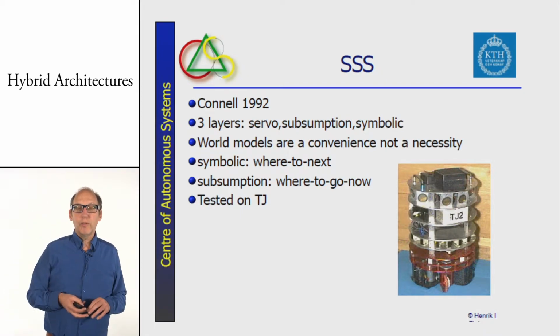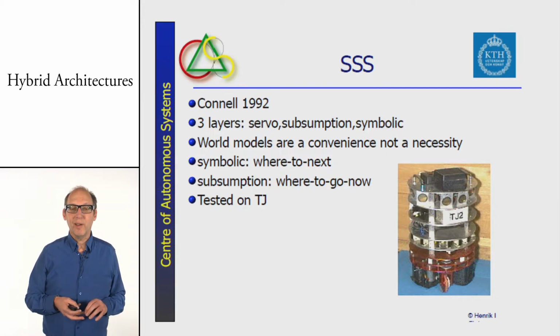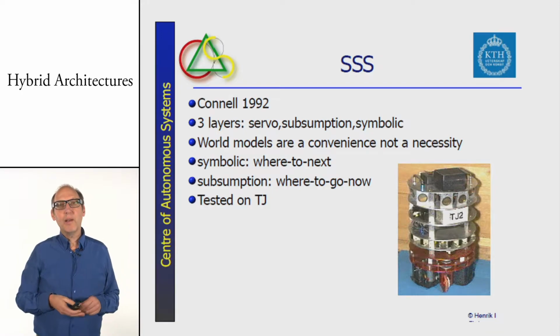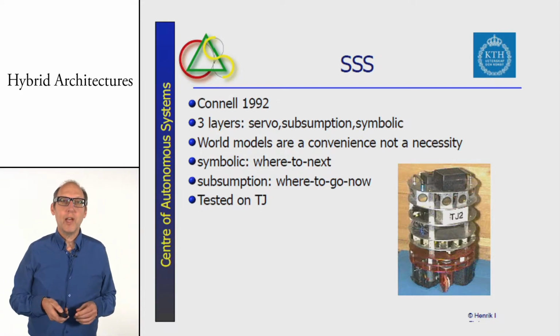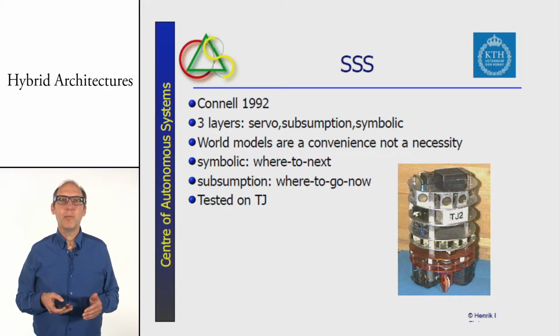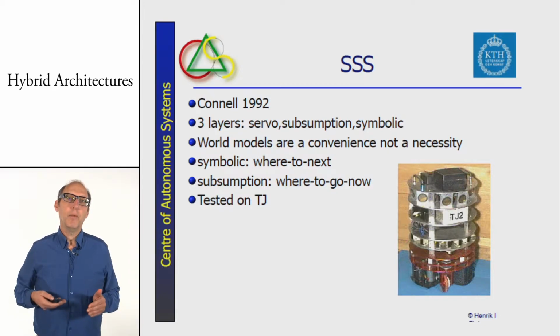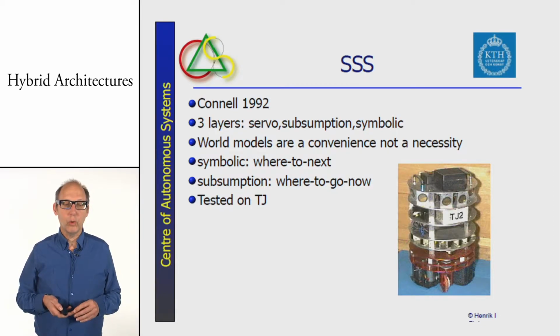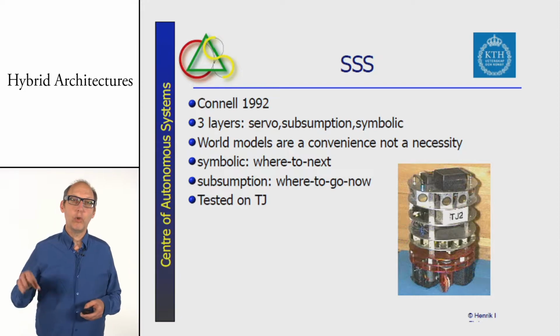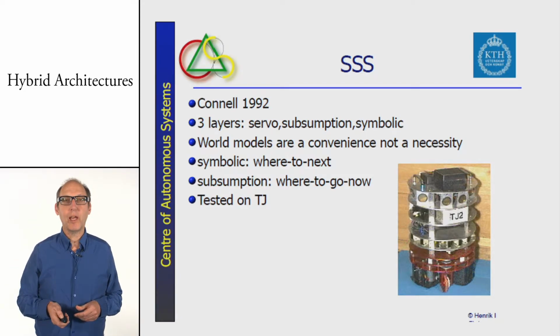So the last but not least example of the hybrid architecture is Cornell's architecture, because he actually implemented a subsumption architecture, but above that he also implemented a symbolic level. And that symbolic level was applied to decide where to go next. And that was tested again on TJ, the robot that could pick up the soda cans.